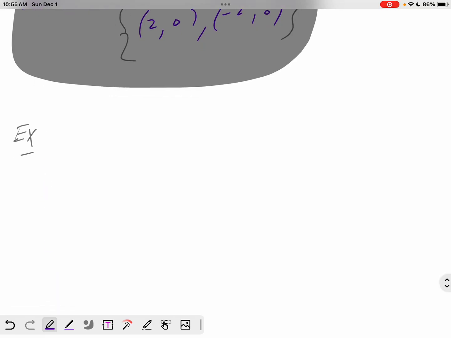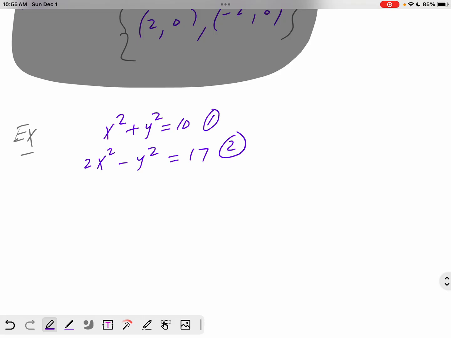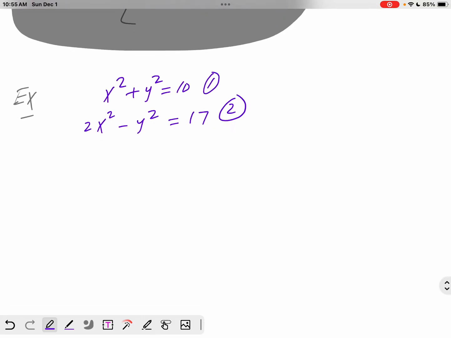The first equation is x squared plus y squared equals 10. The second one is 2x squared minus y squared equals 17. That's your second equation. So very similar to the last one. Go ahead and pause the video, try it. Use the elimination or addition method to eliminate y.